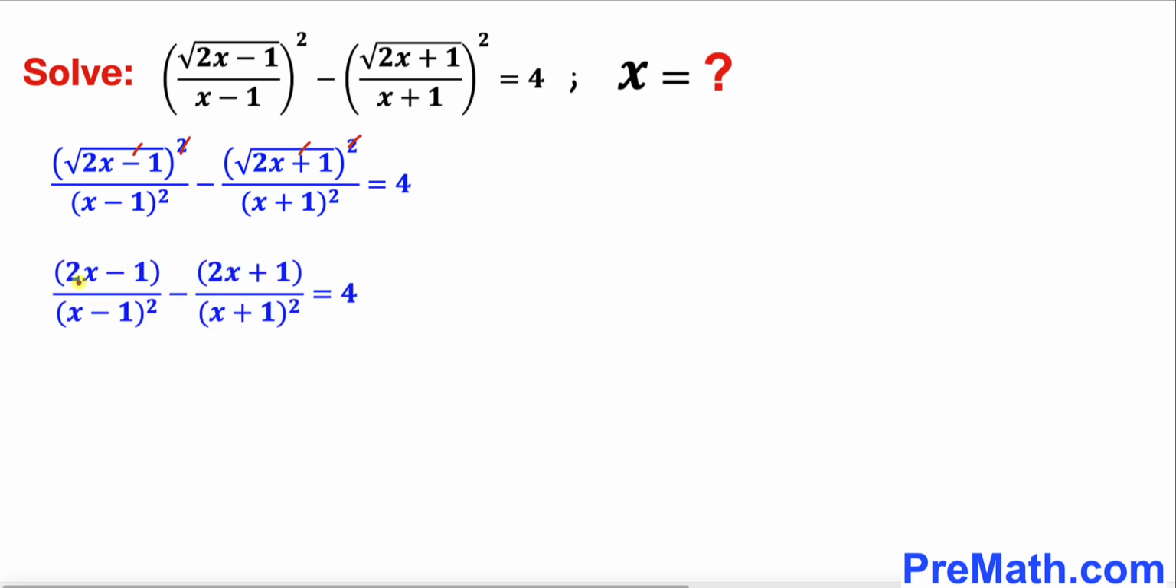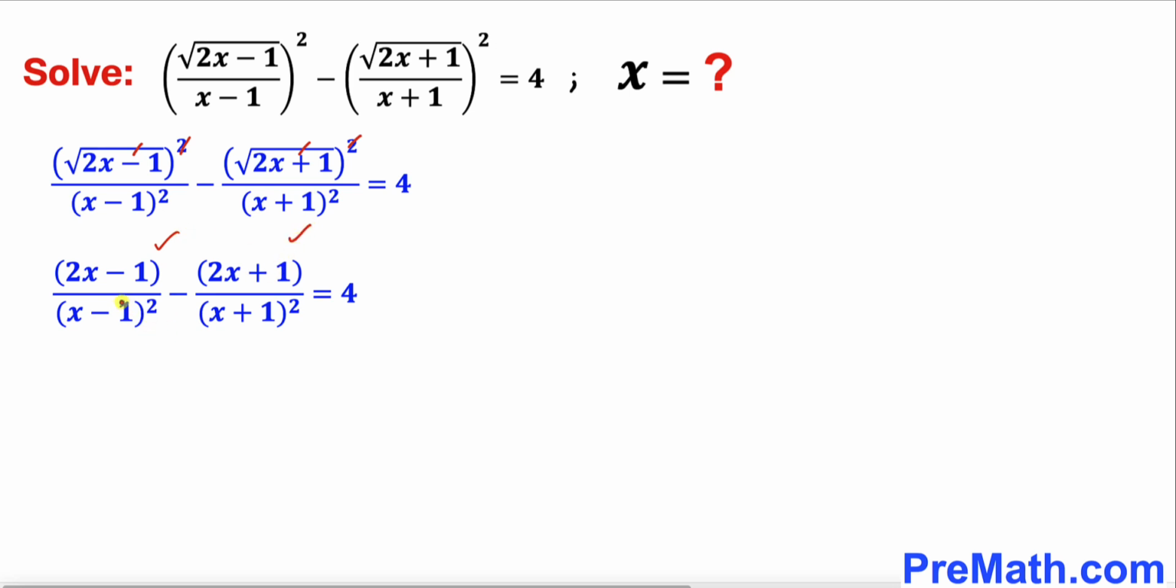So we ended up with, on the numerator for the first fraction, 2x minus 1 divided by x minus 1 whole square, and likewise for the second fraction, 2x plus 1 divided by x plus 1 whole square, equals 4. And now in this next step we are going to remove these fractions.